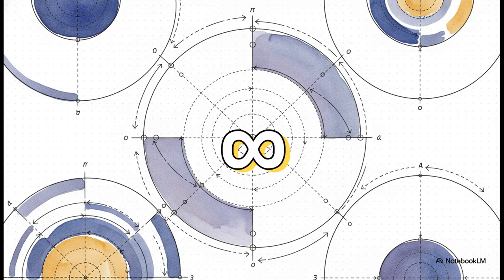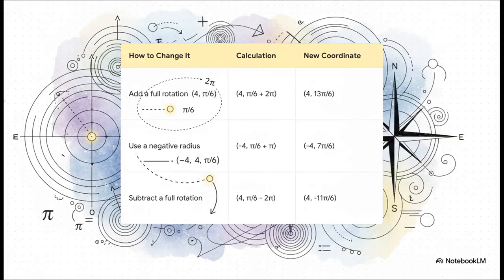Just think about it for a second. You can land on a spot, then just spin around a full 360 degrees, and you're right back in the same place, but you have a new angle. You could do that forever. And if you mix that with the whole negative radius trick, you suddenly have endless ways to name the exact same spot. And there are actually some really clear patterns for finding these aliases.